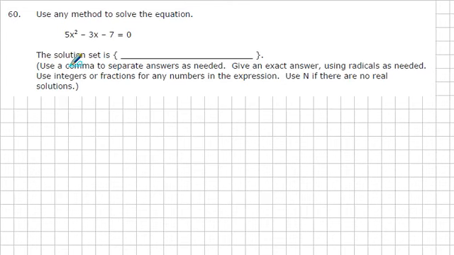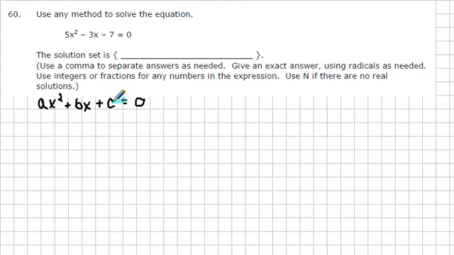Use any method to solve the equation 5x squared minus 3x minus 7 is equal to 0. Notice first of all that this is a quadratic equation. We have an x squared term, an x term, and a constant term. So it has the form ax squared plus bx plus c is equal to 0.